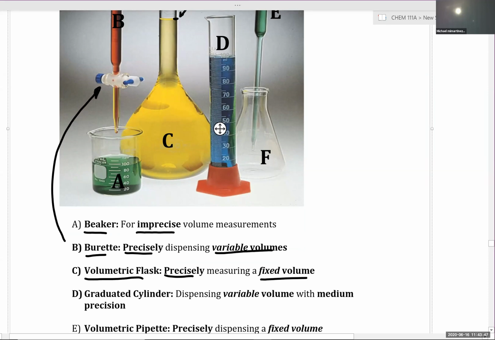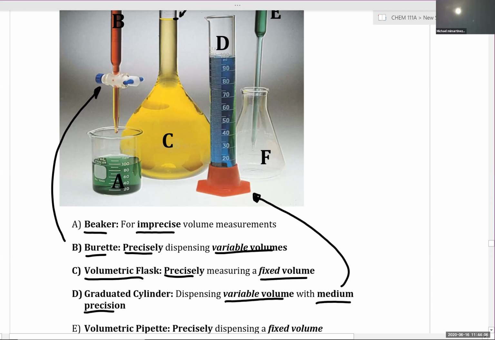A graduated cylinder, and students often think when they take measurements using a graduated cylinder following the tick mark rules that they're pretty precise, but graduated cylinders are good for dispensing variable volumes with medium precision. So a graduated cylinder is up here.